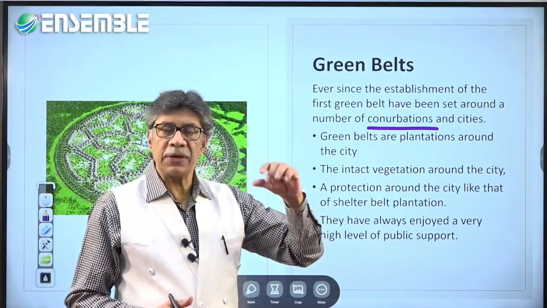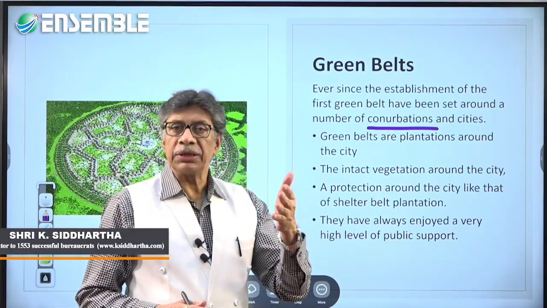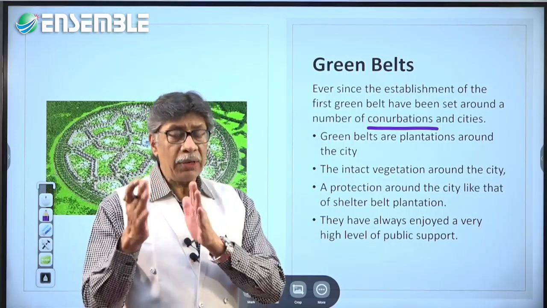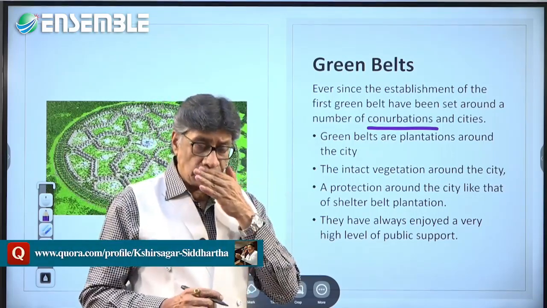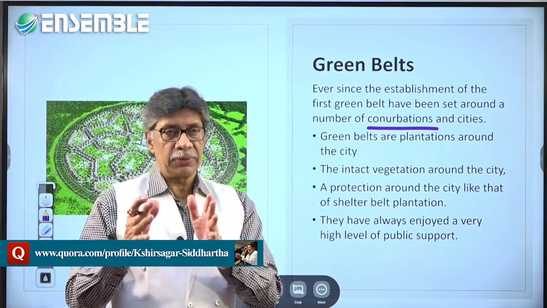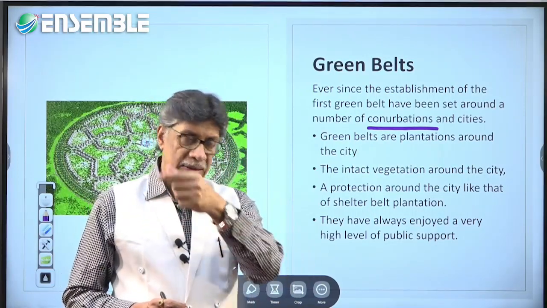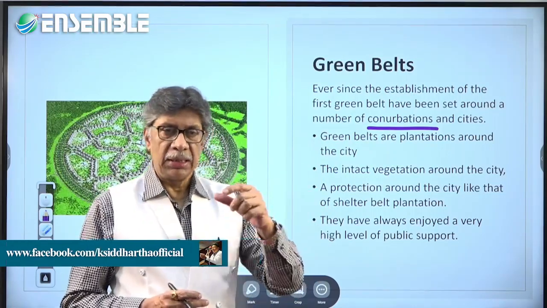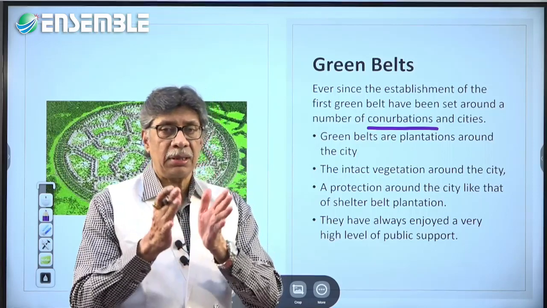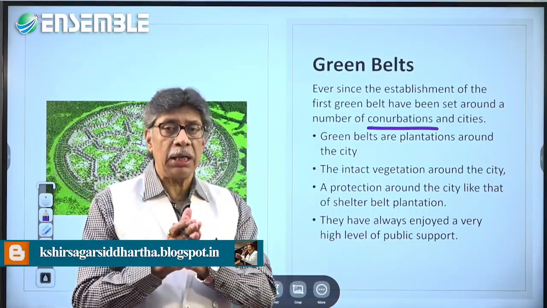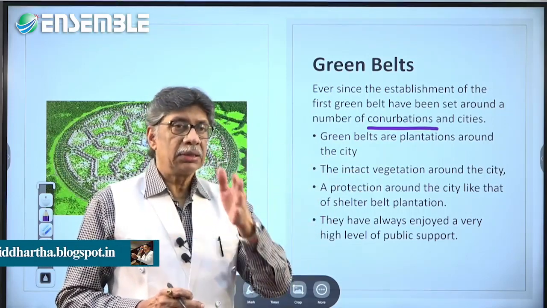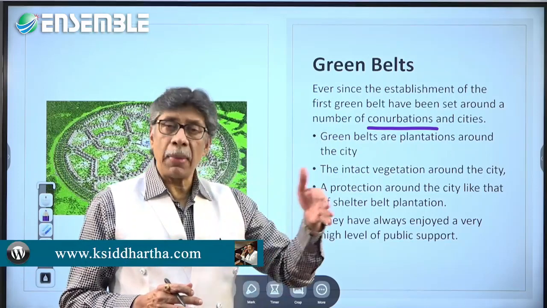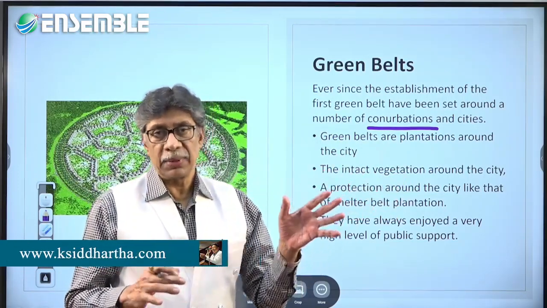Shelter belt plantation means the type of plantations that take place whenever there is a desert, whenever there is a dry area. For example, all along the Rajasthan desert, the Thar desert, there is a green belt covering it from every possible side. That green belt has been established with the ostensible aim of not allowing the sand dunes to migrate, not allowing desertification conditions to migrate towards Delhi and the other places as well.